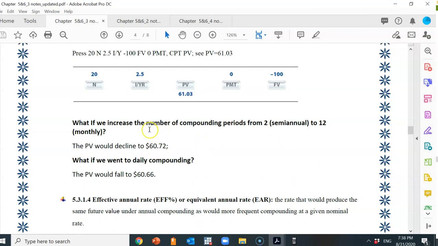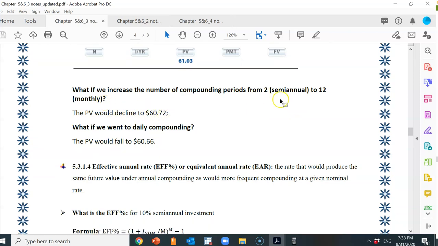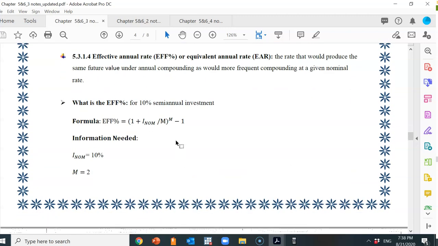Okay, what if we increase the number of compounding periods from 2 to 12? The present value would decline to 60.72 if it's monthly compounding instead of semi-annual compounding. If we're compounding daily instead of semi-annual, the present value would fall to an even smaller amount. When we discount more frequently, the present value would become smaller. So that's how we get our quoted rate from the contracts, and then we convert it into nominal rates and use the number of periods and periodic rate to calculate present value or future value of a lump sum.